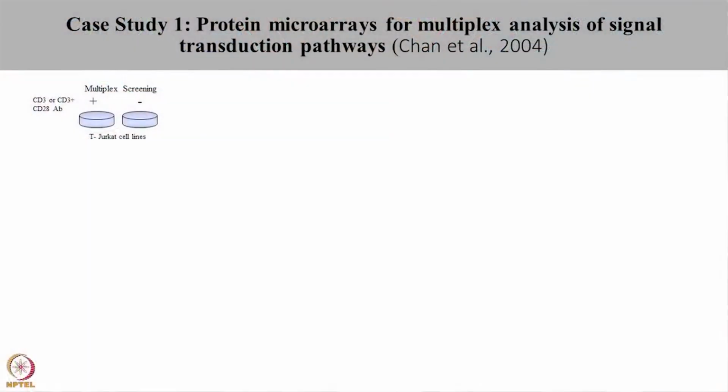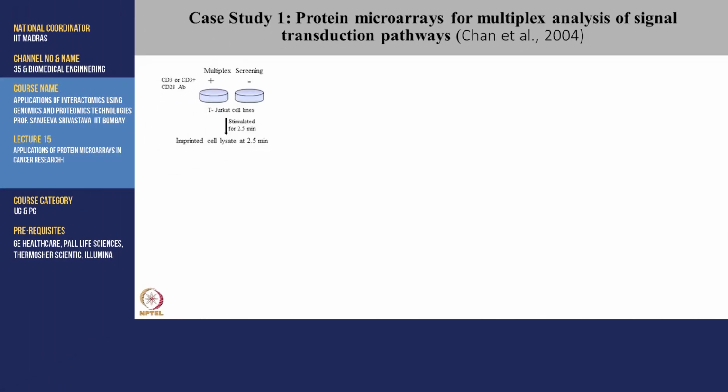To further understand the signaling events in the T cells, Chan et al. activated Jurkat T cell lines with CD3 antibody and with CD3 and CD28 antibody in combination. These cell lysates were stimulated for 2.5 minutes and were imprinted in 6 replicates onto the nitrocellulose membrane coated slides. Further, the phosphorylation status for these 62 proteins was studied using phospho antibodies.